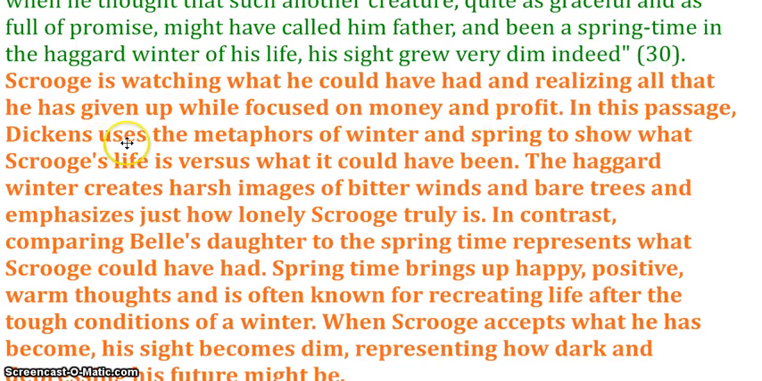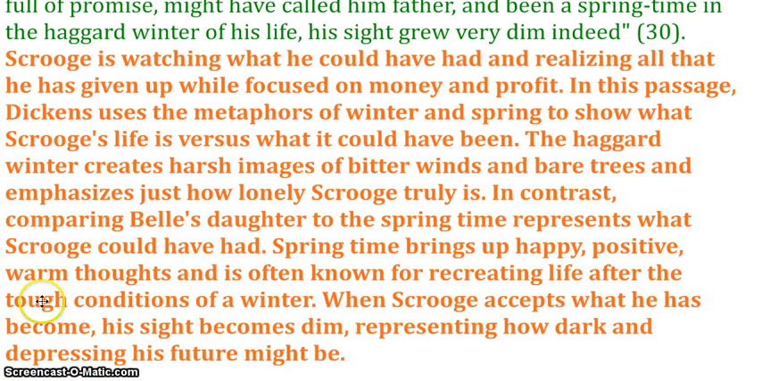In this passage, Dickens uses the metaphors of winter and spring to show what Scrooge's life is versus what it could have been. The haggard winter creates harsh images of bitter winds and bare trees and emphasizes just how lonely Scrooge truly is. So I don't just stop at calling it a metaphor. We've also gone and explained exactly what the metaphor represents. And then, in contrast, an important transition. Comparing Belle's daughter to the springtime represents what Scrooge could have had. Springtime brings up happy, positive, warm thoughts and is often known for recreating life after the tough conditions of a winter. When Scrooge accepts what he has become, his sight becomes dim, representing how dark and depressing his future might be.